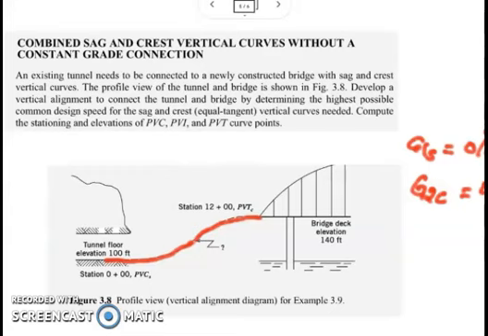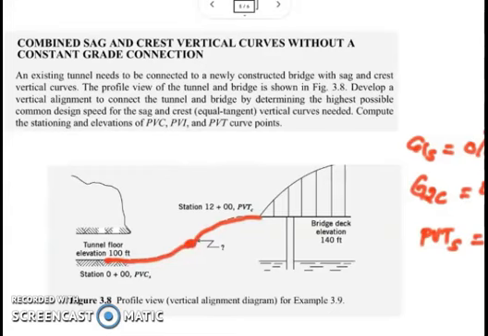So we have to obtain the highest possible design speed. For this one, you have to take note that the PVT of the sag vertical curve is the PVC of the crest vertical curve. So meaning to say this is the PVC of the sag vertical curve. This is the PVT for the sag vertical curve. And this is also the location of the PVC of the crest vertical curve.